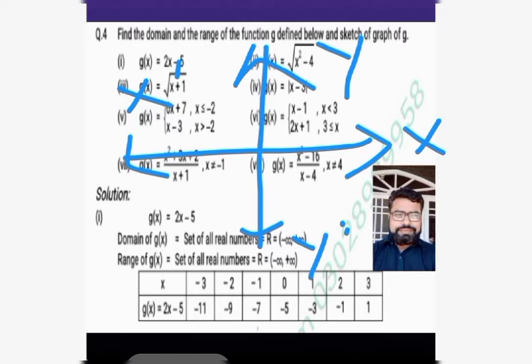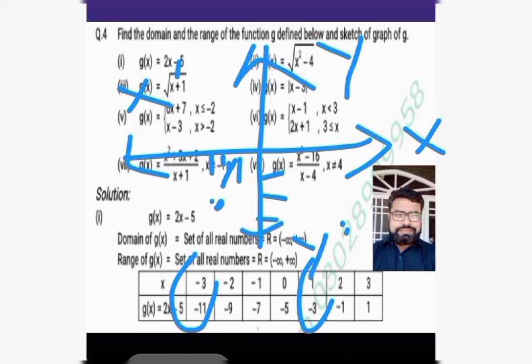As I told you that you can take any 2 points, so I am taking these 2 points: -3 and -11. X is negative on the left hand side. Here is -3 and -11. You can take a scale of 5, 10 and 15. 11 will be here. This is the point -3, -11.